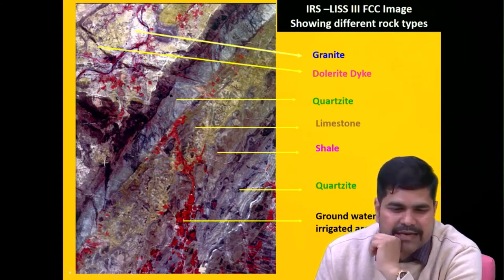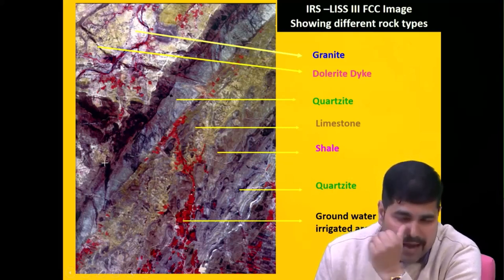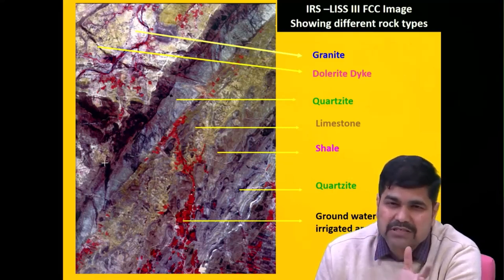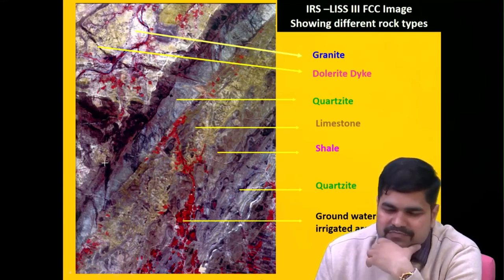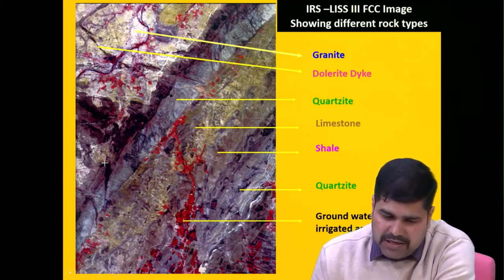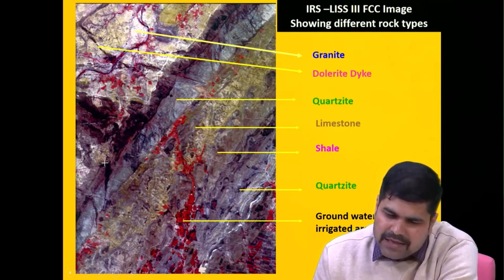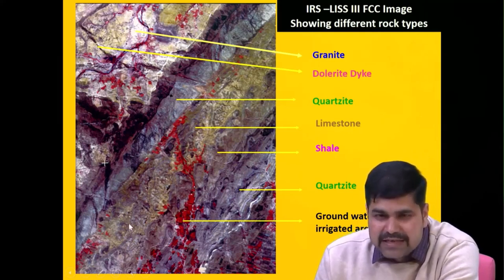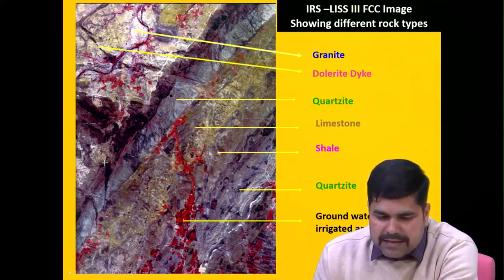Then there will be dolerite dikes, this linear feature, black in color. Basalt has to be black in color because it's pyroxene and plagioclase feldspar. Then there will be quartzite. There is a difference between granite and quartzite. Quartzite is slightly grayish, and again it has brighter tones. Then there is limestone. This typical yellowish or greenish pattern that you are getting here is a limestone feature. Then there is shale.